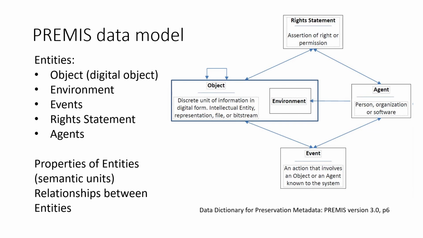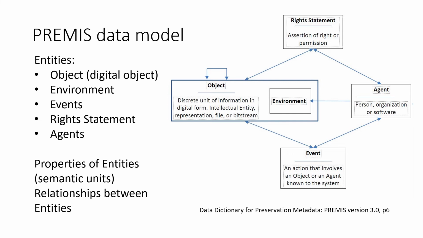The entity event. An event is an action that involves or affects at least one object or agent associated with or known by the preservation repository. Events aggregate metadata about actions, containing metadata such as the event identifier, event type, creation or migration, and other event details.